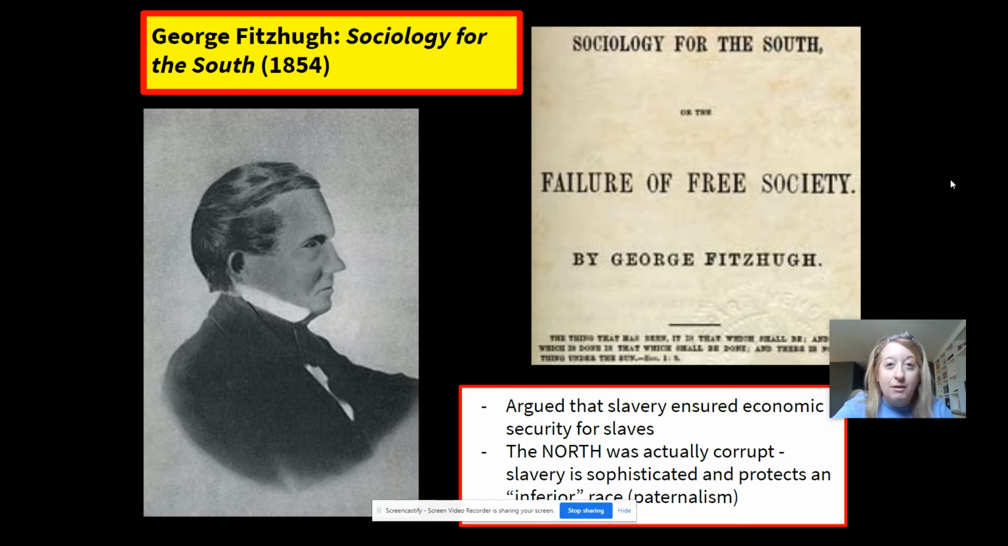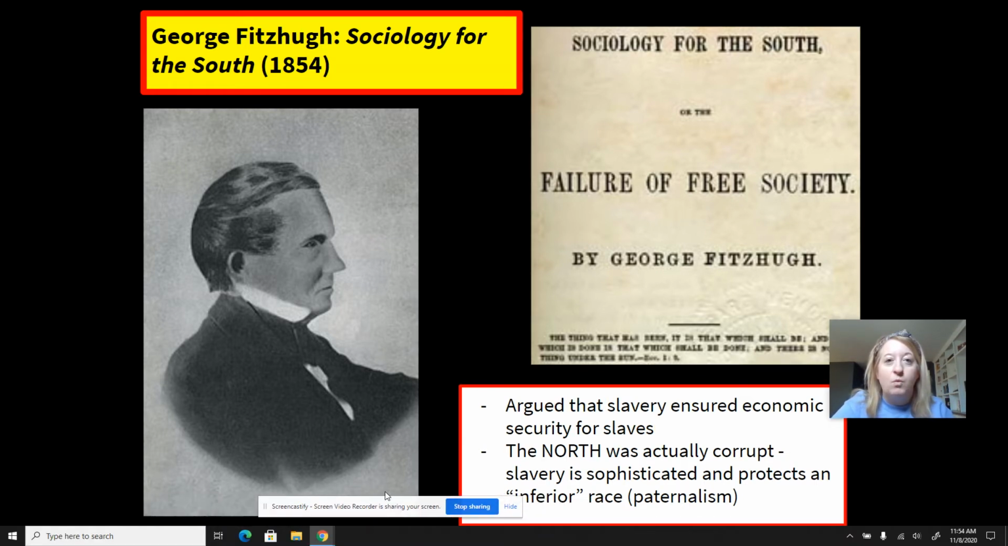But he essentially argued that slavery gave slaves protection and an economic security that not many men had in a capitalist society. He actually believed that the North was very corrupt, and that capitalism was something that caused multiple social divides within our society. So he really said that slavery kind of protected the economic interests of slaves. It's a very kind of sophisticated system, and that it protects what he deemed to be an inferior race, and that it gave them something to strive for.